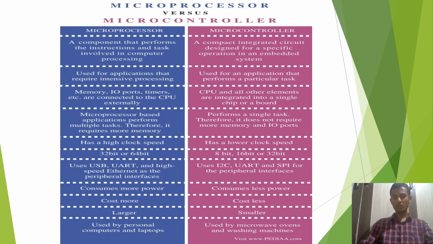Microprocessors cost more. Microcontrollers cost less. Microprocessors are large. Microcontrollers are small. Microprocessors are used in personal computers and laptops. Microcontrollers are used in microwave ovens, washing machines, etc.